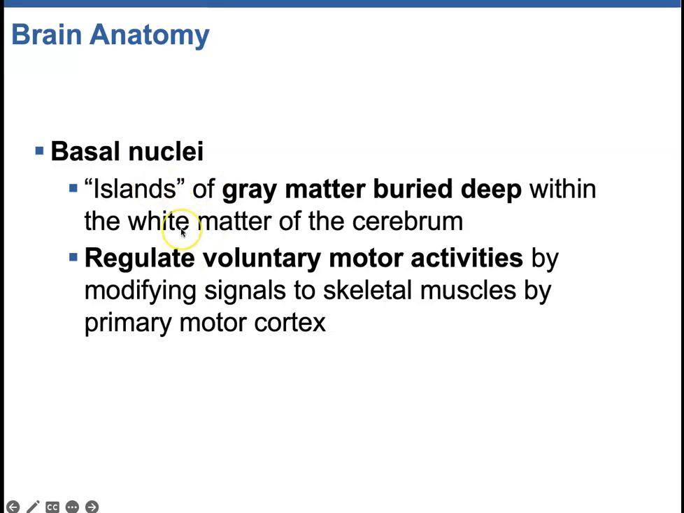Then the basal nuclei, I talked about these a little bit before, but why I want to bring them up is that these are absolutely critical in terms of what they're going to do with voluntary motor activity. And what that means is that they are very important in helping make sense out of and smooth out movement that is then being coordinated from your cerebellum to the voluntary portion of that frontal lobe that is then going to send those signals down to the skeletal muscle. So these basal nuclei are absolutely critical for that.